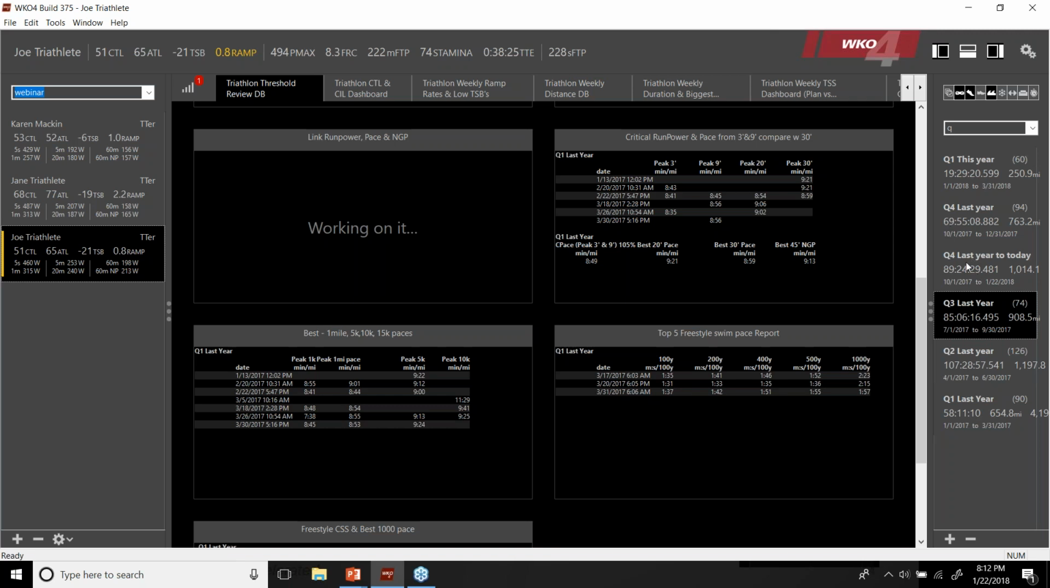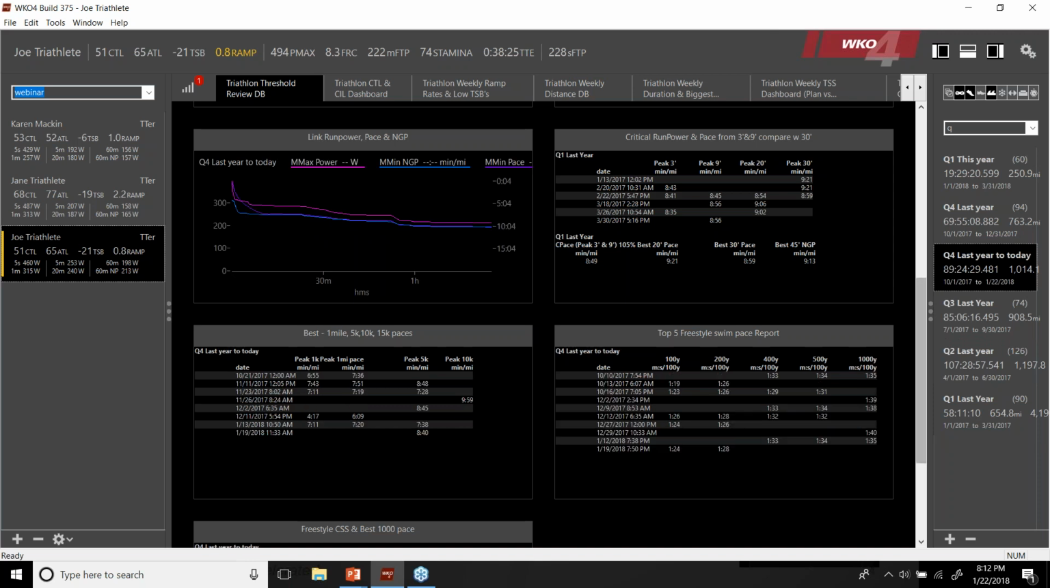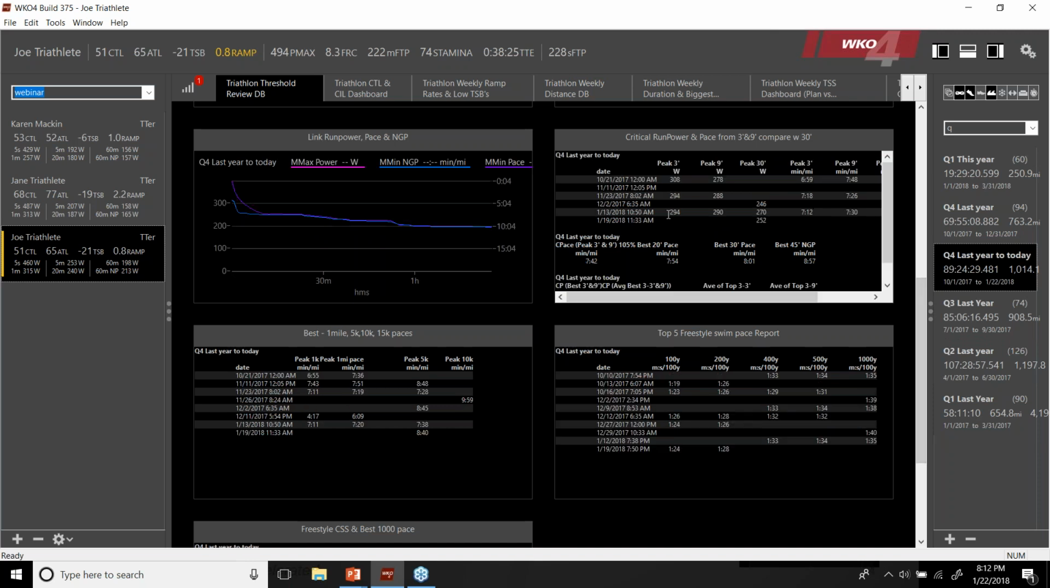I've got this last one, Q4 last year and today. So you can look at that. Now, that gives you some information that can really help you make a decent call for various time ranges on what his threshold pace for running was.